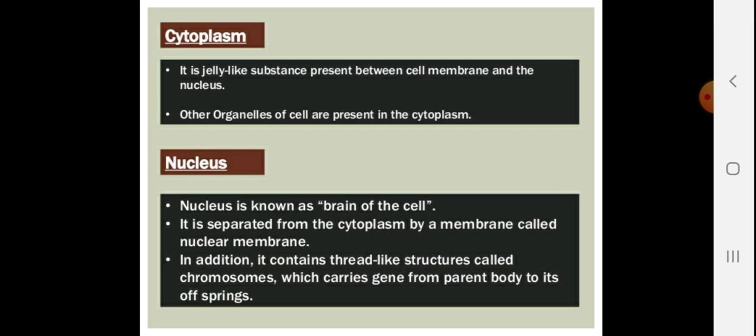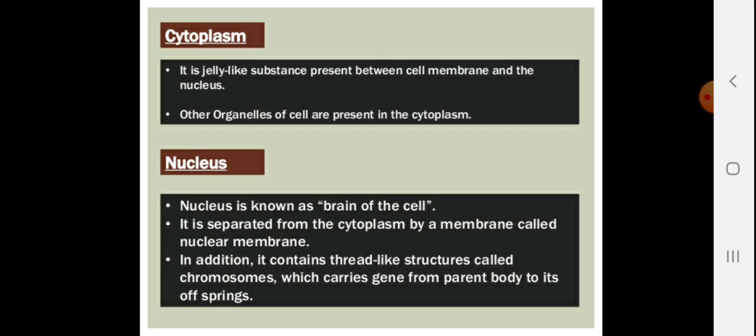Cytoplasm. It is a jelly-like substance present between the cell membrane and the nucleus. Other organelles of the cell are present within the cytoplasm. It's just like your compound wall and the compound where all the stuff is lying.